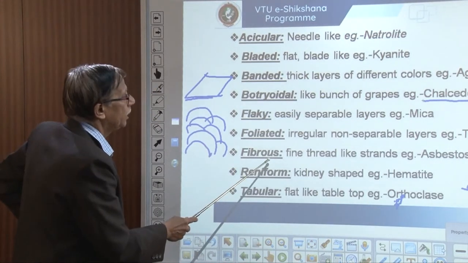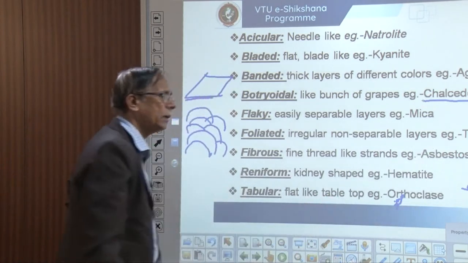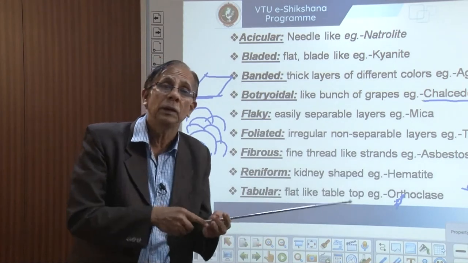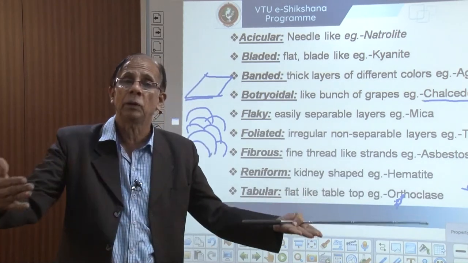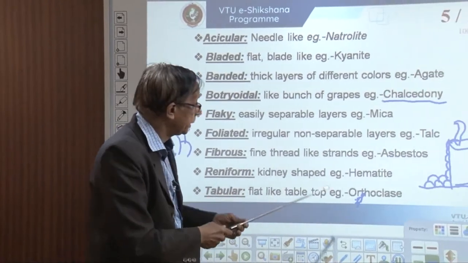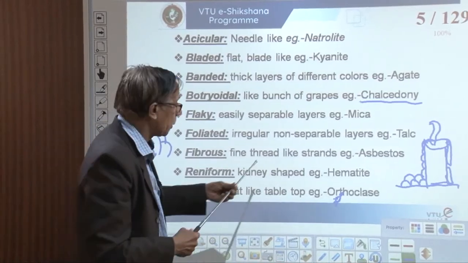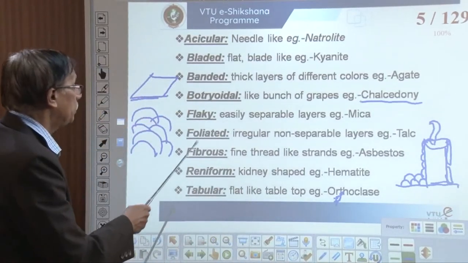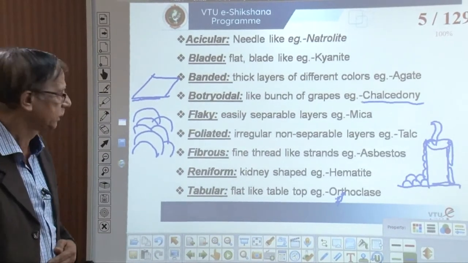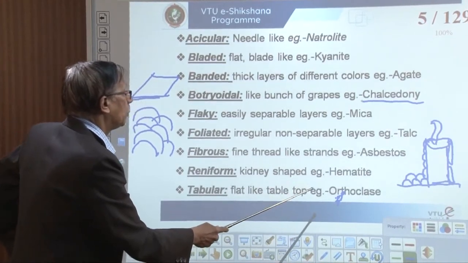here it is weak. I have this mineral called asbestos. I can use this mineral, shape them into any way. By virtue of their habit, it is easy to mold them, and they have special property. I can make use of them in several industries. Reniform, this is a kidney shaped hematite.